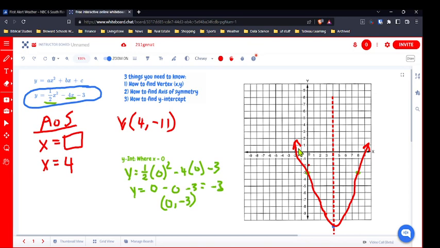I'm not going to ask you to do that, but I am going to ask you to make sure that you know how to find the vertex, the axis of symmetry, and the y-intercept, okay? Because that's what you're going to be tested on.